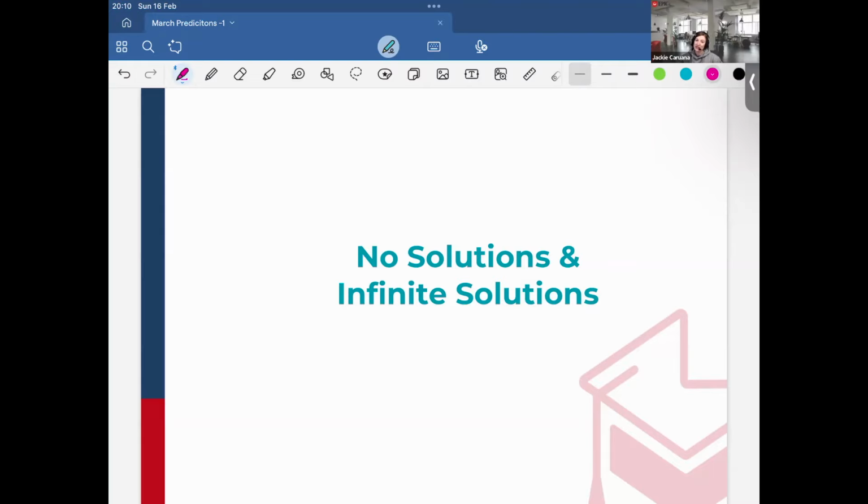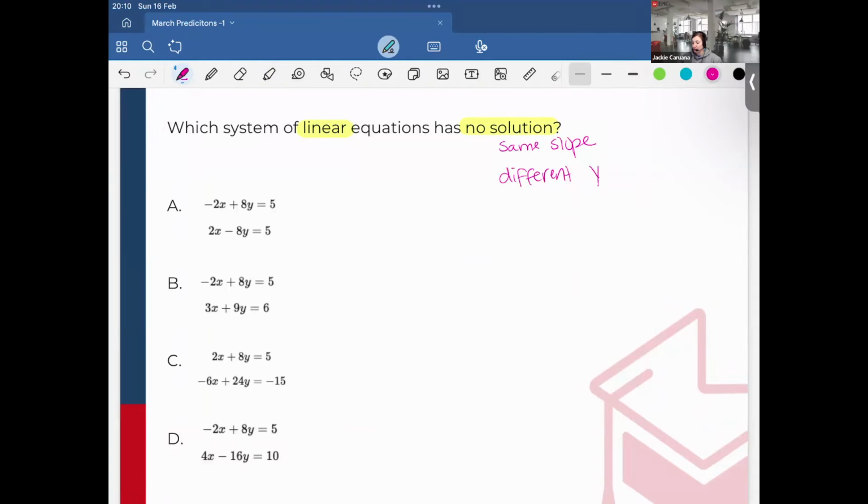No solution means they have the same slope, but they have a different y-intercept. If they don't have a different y-intercept, then they are the same line and have infinite solutions. A very important difference. So for these ones, I suppose you could use Desmos, plug them in and see which ones are parallel. Or we can rearrange in terms of y and then see what the slope specifically is.